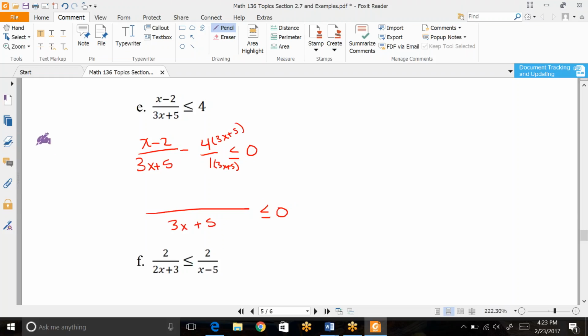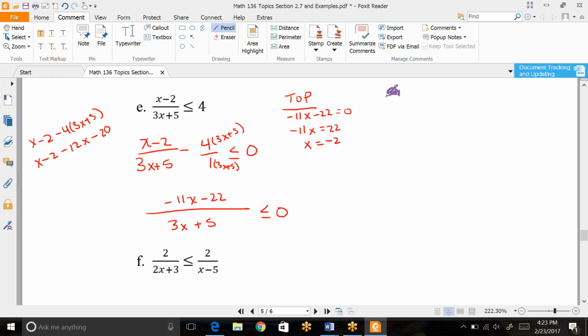And I'm going to work over here to get the top. This is x minus 2 minus 4 times 3x plus 5. So x minus 2 minus 12x minus 20. And that would give me negative 11x minus 22 on the top. So for my top, I only have to worry about, and I wouldn't pull out that negative 11. It's just going to make it harder to do your chart. So add the 22 over and divide by negative 11. So negative 2 is my top critical value.